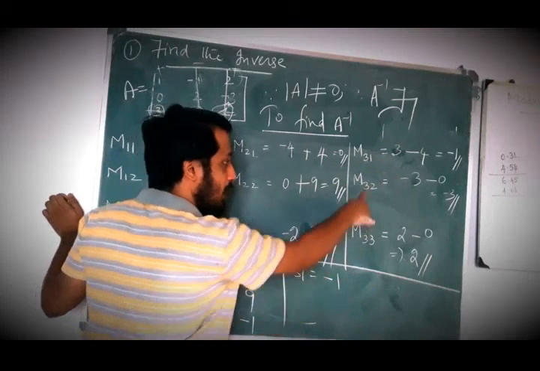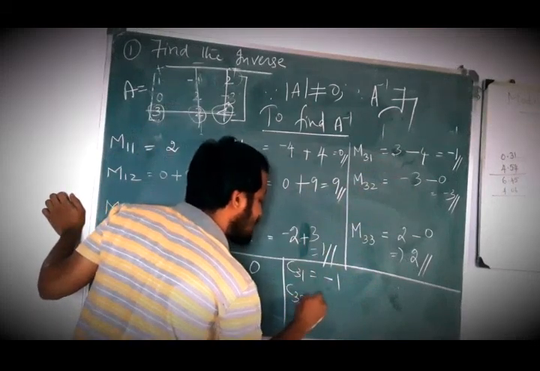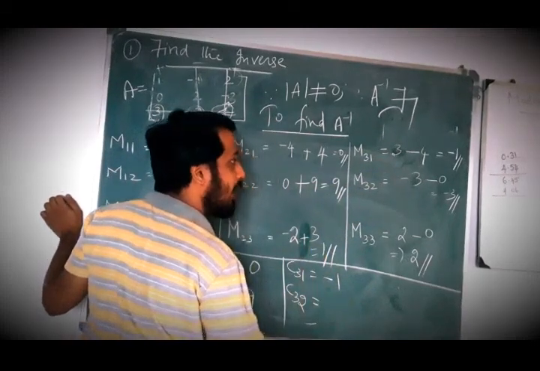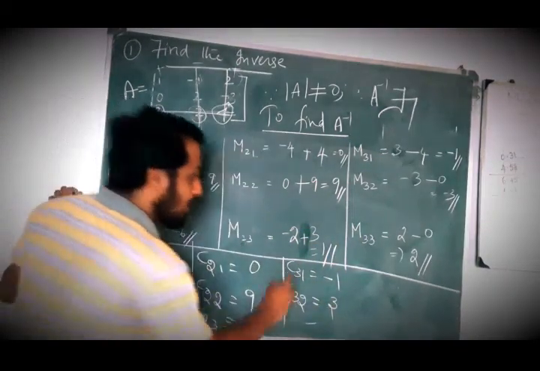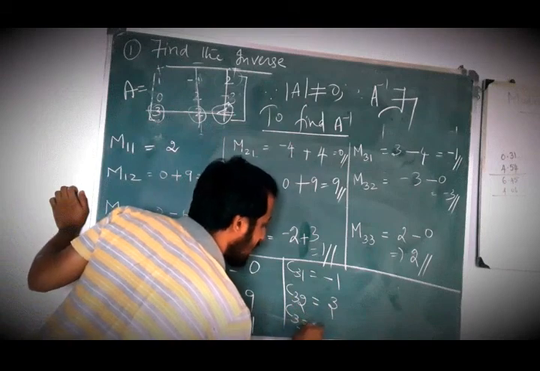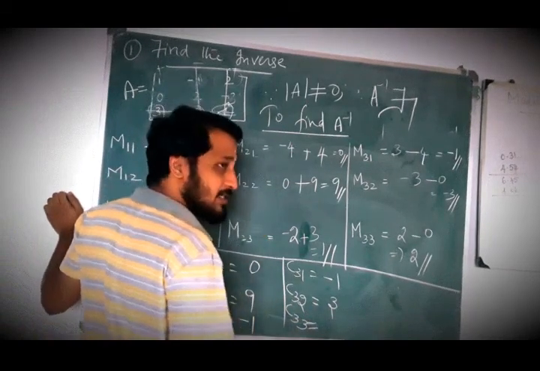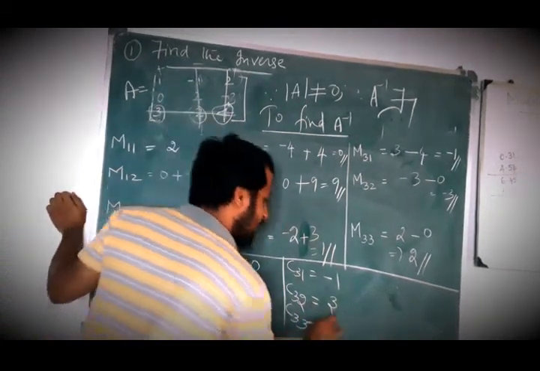Cofactor also minus 1. C32, 3 plus 2 is 5, which is an odd number. I have to multiply with the minus, so it will become 3. Yes or no? Now C33, what is C33? 3 plus 3 is 6. It is an even number. I have to write as it is, 2.